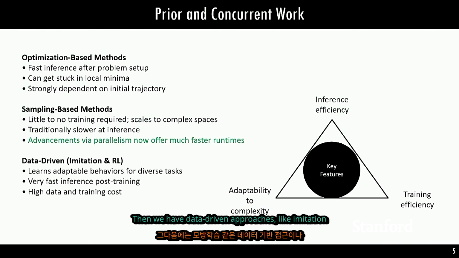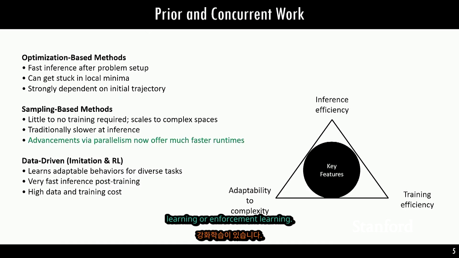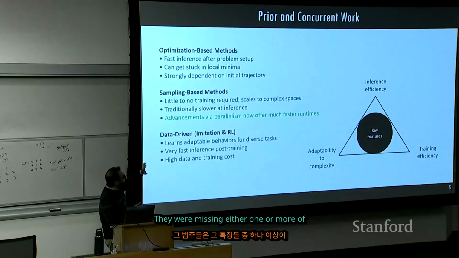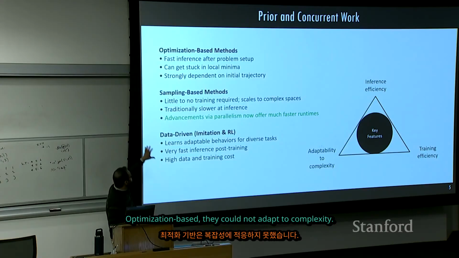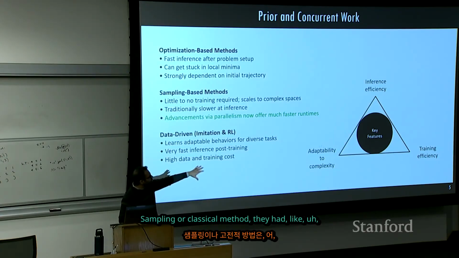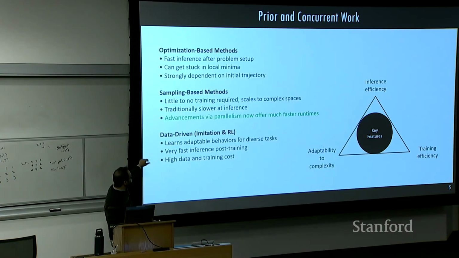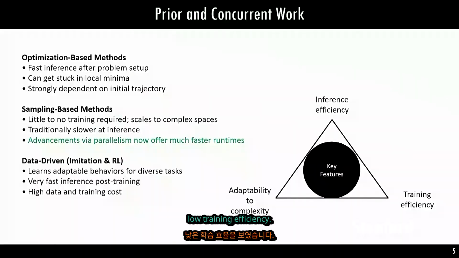Then we have data-driven approaches like imitation learning or reinforcement learning. We know they have very low training efficiency, but once trained, their inference efficiency is very high, and they also adapt to very complex scenarios. But can we have a method? I have mentioned all these three categories, and they were each missing one or more of those features. Optimization-based methods could not adapt to complexity. Sampling or classical methods had low inference efficiency, and data-driven methods have very low training efficiency. Can we have a method that has all these three features?